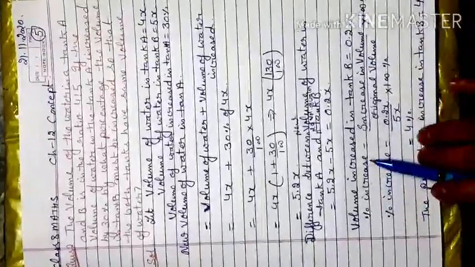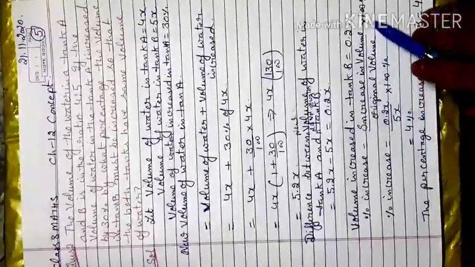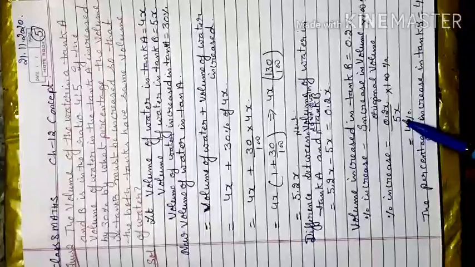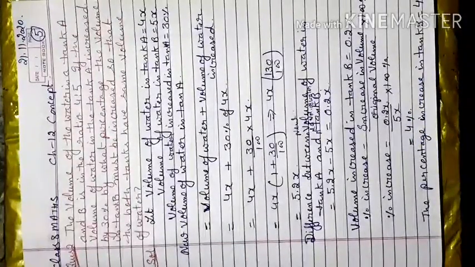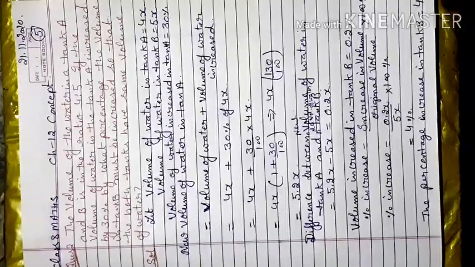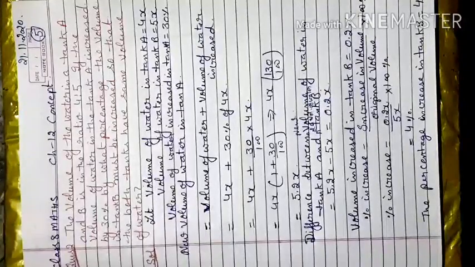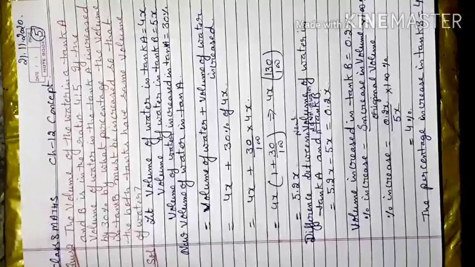Now I have the percentage increase formula: increase in volume upon original volume into 100%. So percentage increase is 0.2x by 5x into 100%. X's cancel. When you calculate, our answer is 4%. That means the percentage increase in tank B is 4%. That means in tank B we have to raise the volume by 4% of the original volume, what is volume already present in tank B.